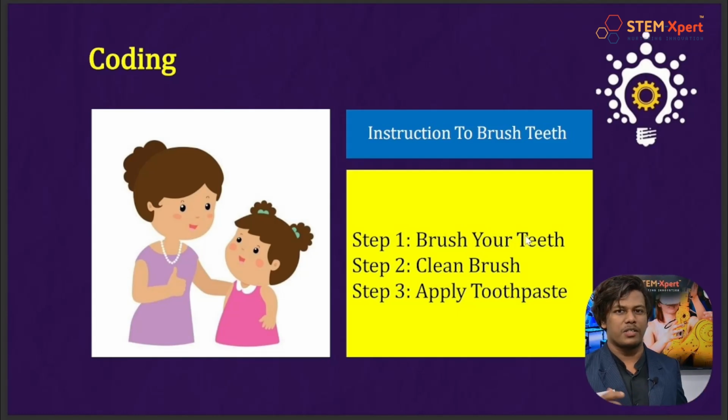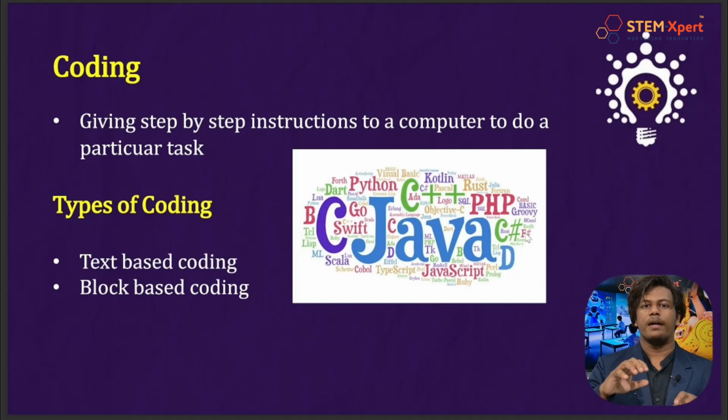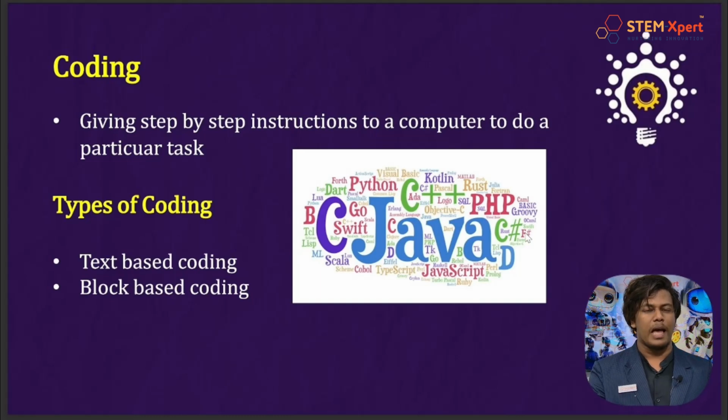So this is all about coding actually, just keep in mind. And there are two types of coding: text coding and block coding. Text coding means we need to type the code, and block coding is going to be easy because all we need to do is just drag and drop. I'm going to show you that. Here we'll be using the Scratch software, I told you before, right? We will be using block coding. All you need to do is just drag and drop.